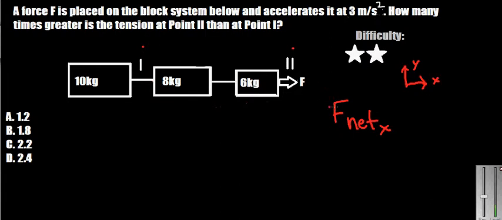So let's call this F net x of point 1. And this is going to equal, if we remember Newton's second law, mass times acceleration. I already know the acceleration is given as a constant here. It's 3 meters per second squared. And for the mass, think of it like this: the force is going in this direction, and in a rope, this is where the tension is going to lie. It's inside of this rope right here.